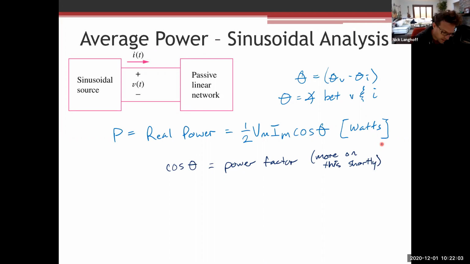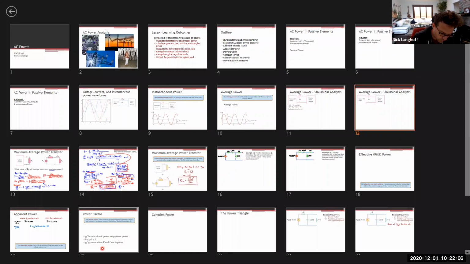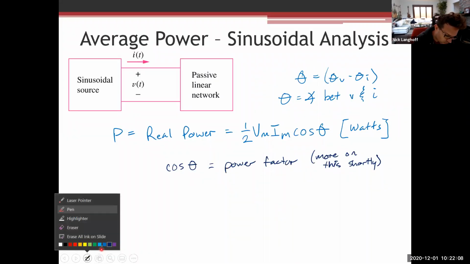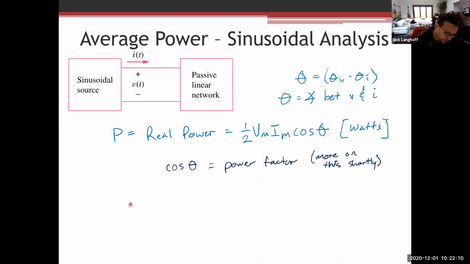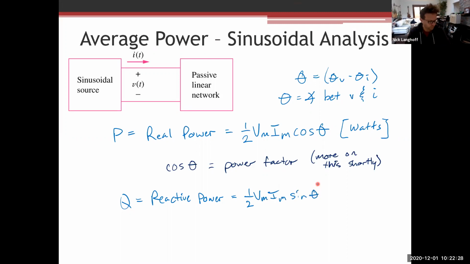Okay, and then finally, the other thing we showed on the last slide was the reactive power that we defined on the last slide. That's the reactive power. And we give it the symbol Q. And it's 1/2 Vmax times Imax times the sine of theta. Oh, and the units of this are in VARs.